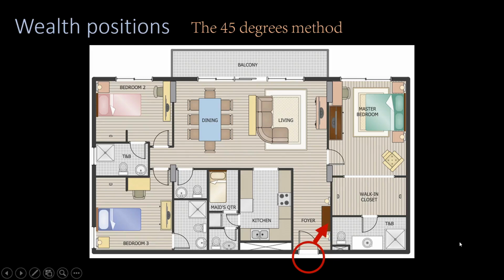And you see a wall, or that looks like a wall, and maybe that's a table. So either that corner or that corner of the wall that looks like a corner of a wall. Either one of these two areas is going to be the wealth corner of this home.